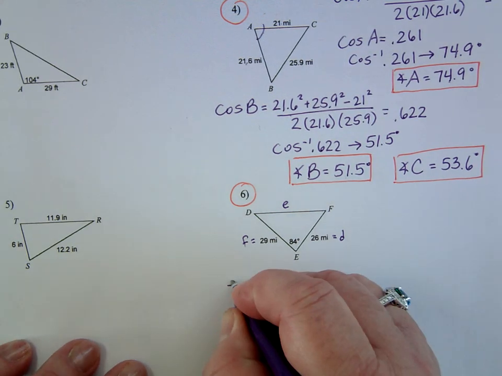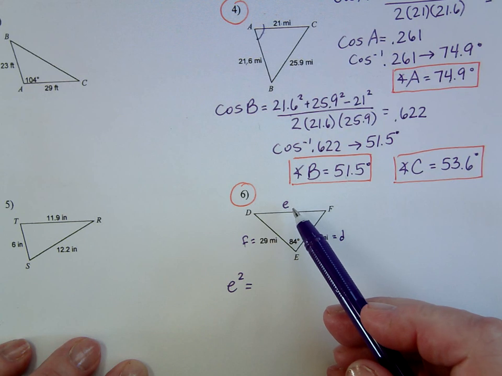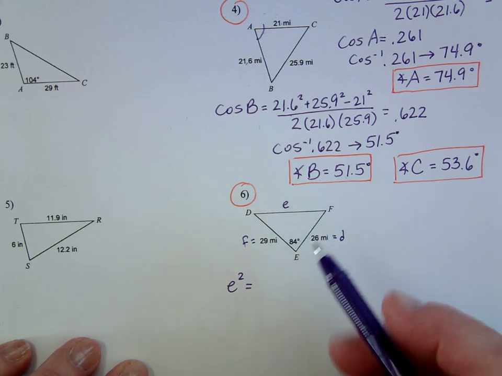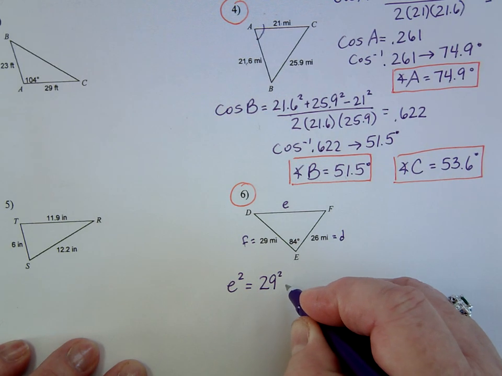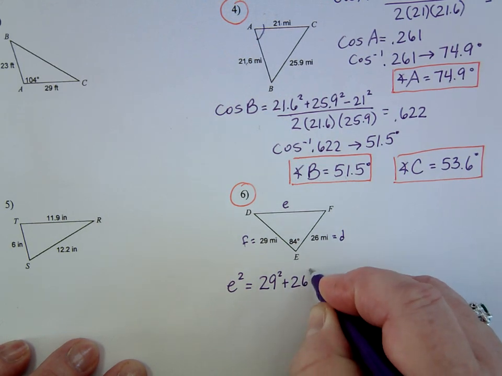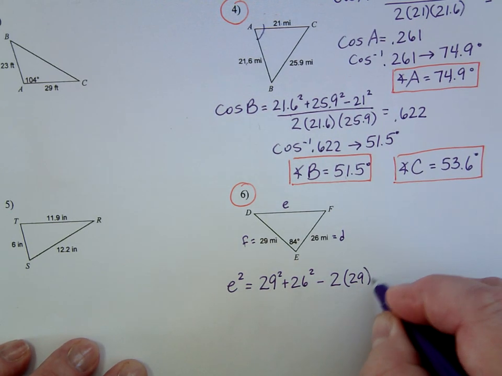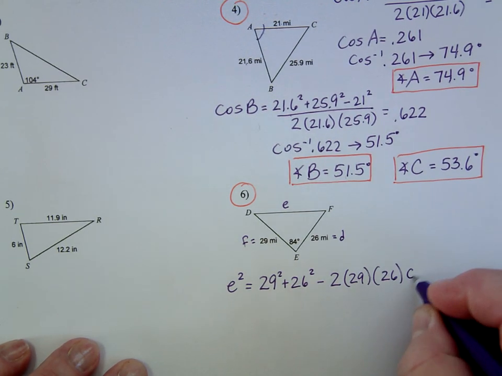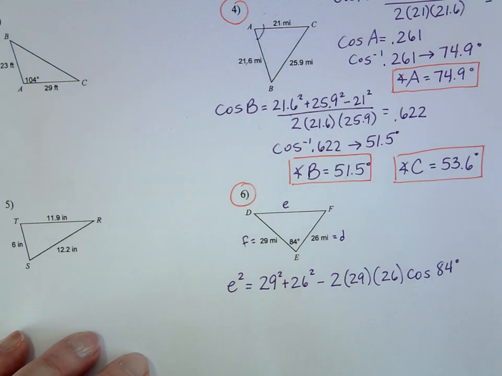So here it is, e squared. If I want to find e squared, I take the other two sides that I'm given. It's going to be 29 squared, plus 26 squared, minus 2 times 29 times 26, and then times the cosine of angle e. Well, I know angle e is 84 degrees. And so that's my setup.